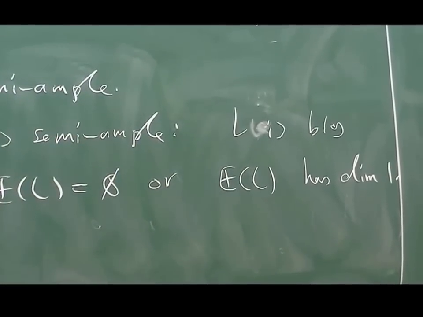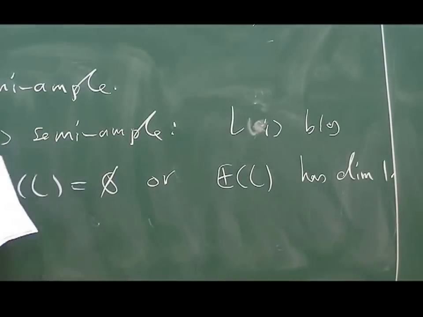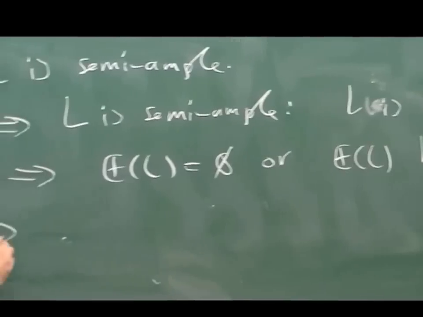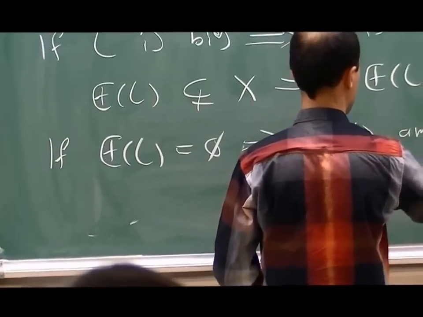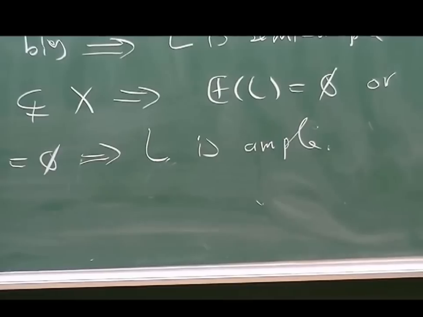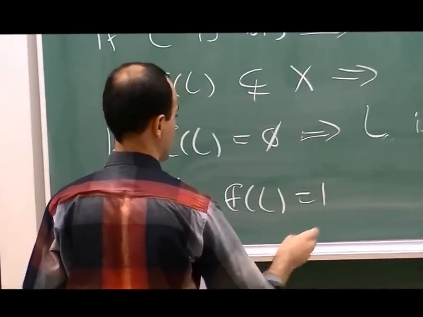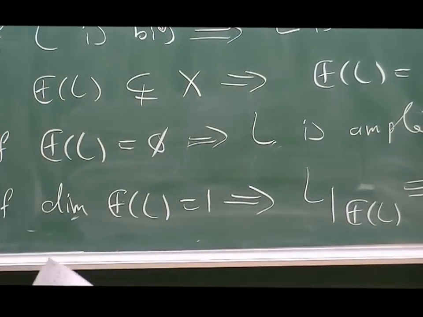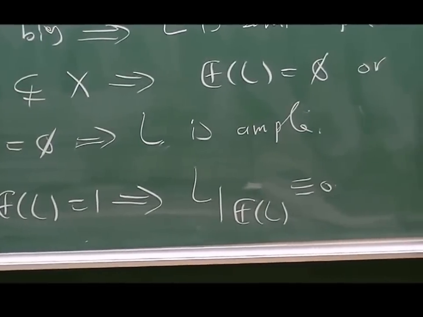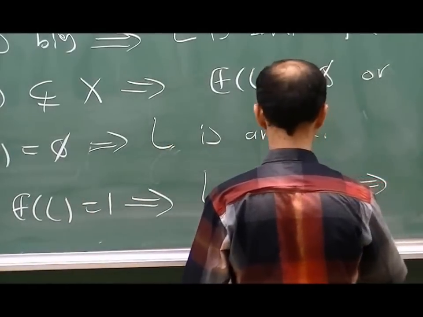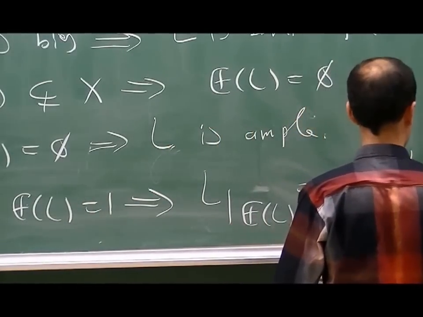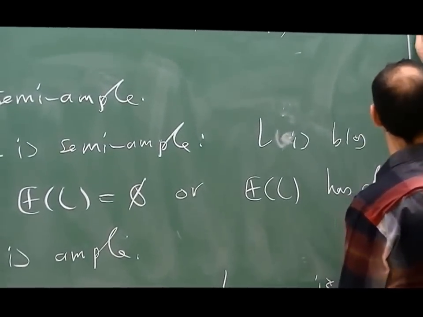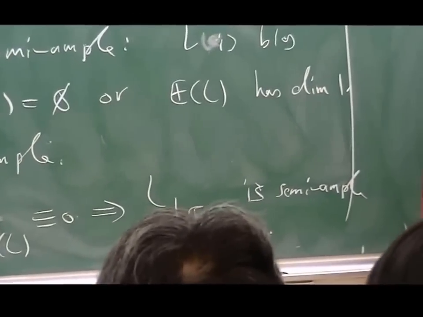So every component will have dimension 1. Now, if E(L) is empty, then L is semi-ample by Keel's theorem. If the dimension of E(L) is 1, then L restricted to every component of E(L) is numerically trivial, so L restricted to the exceptional set is numerically trivial. By the remark that I told you, this is actually semi-ample. And therefore you can use Keel's theorem here to show that L is semi-ample globally.